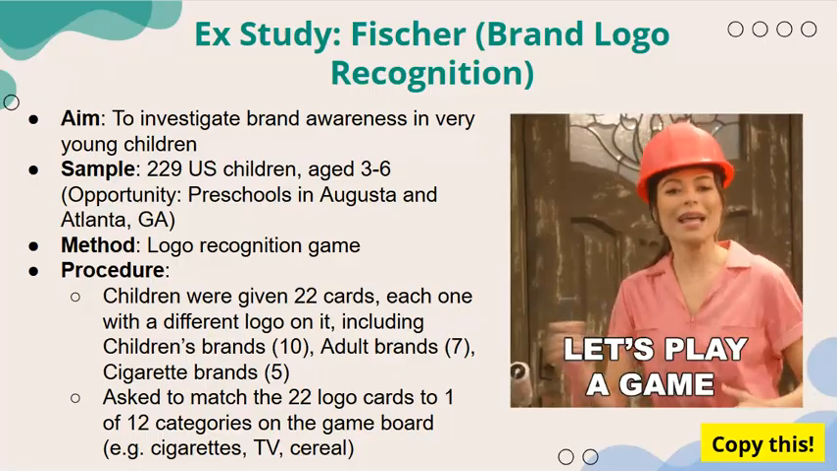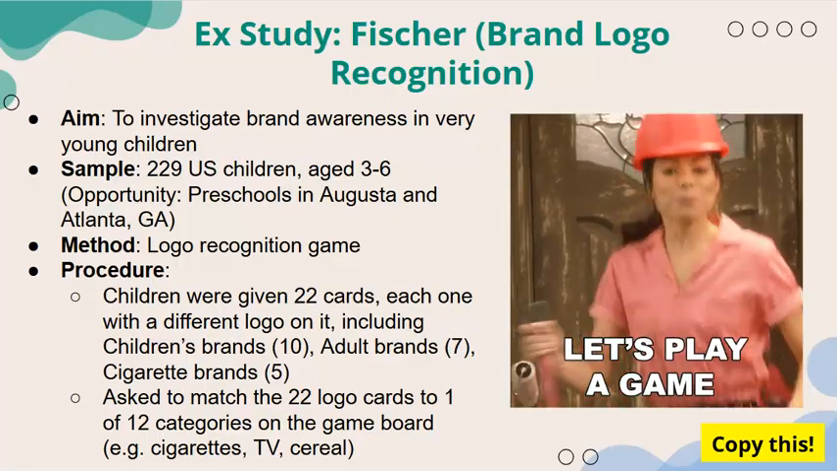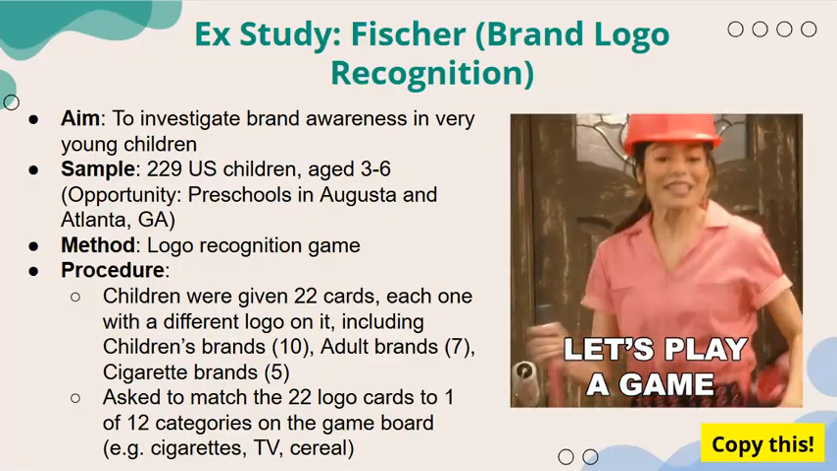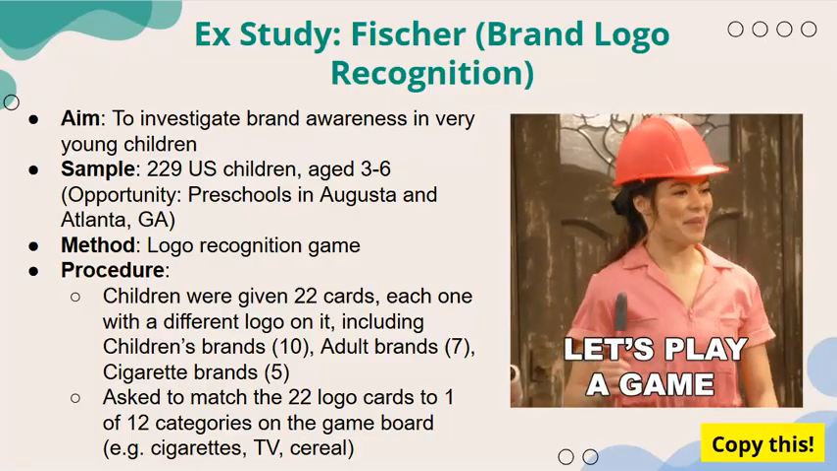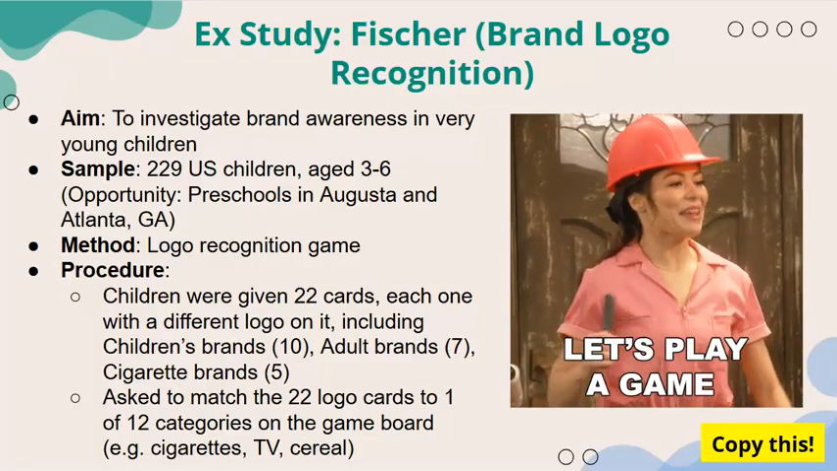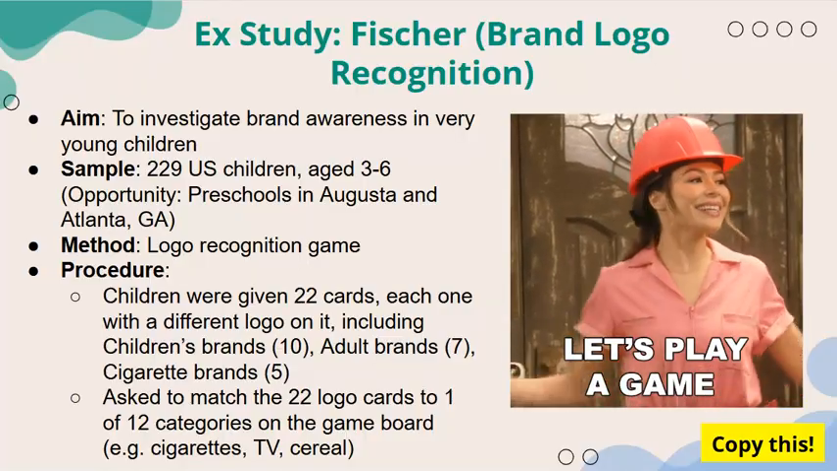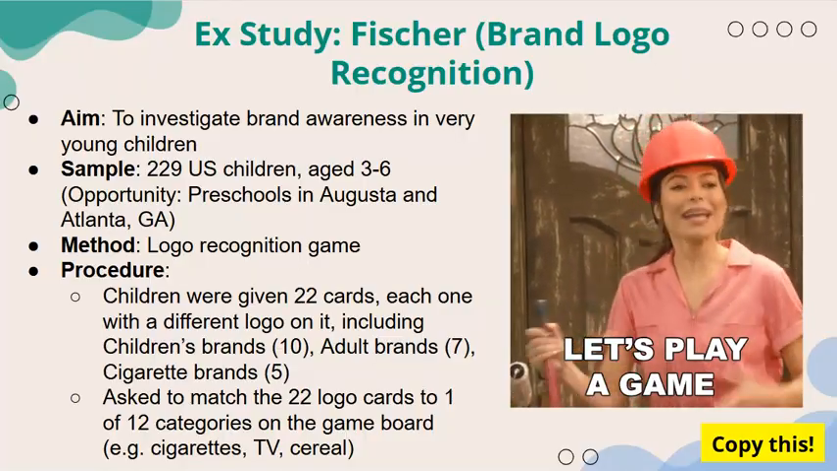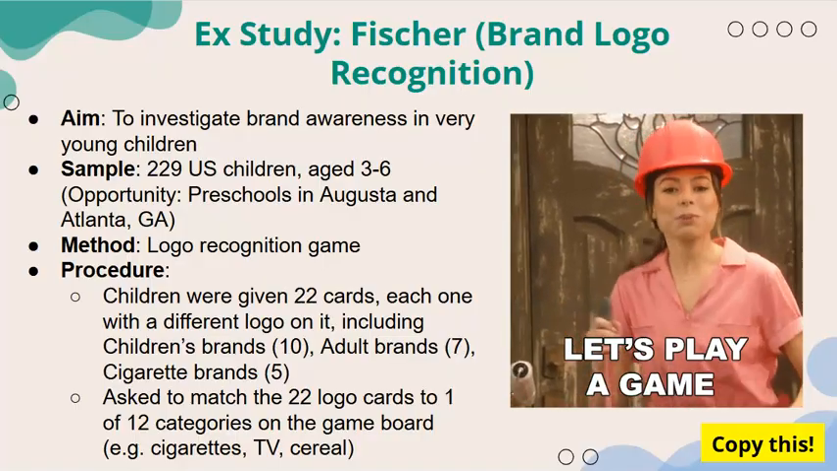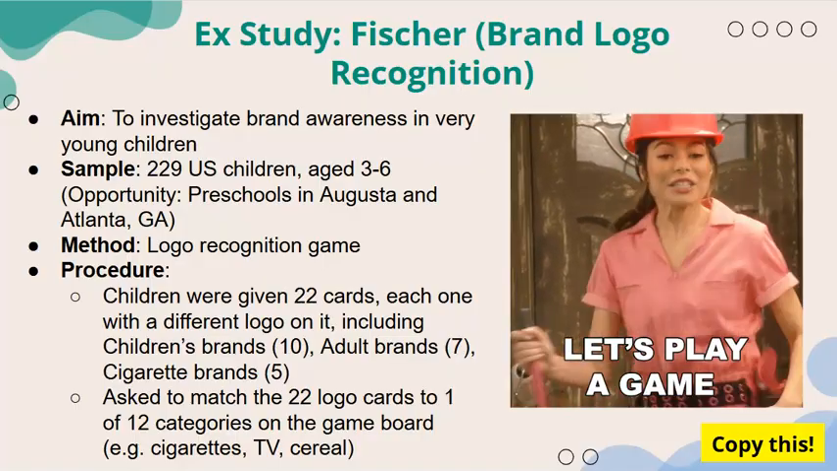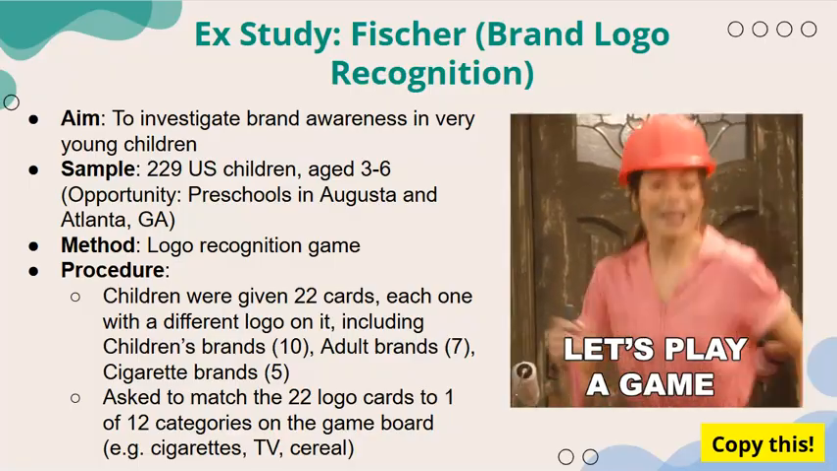And Fisher did that with, again, kids. So most of the research in children had not been on these very young children. So Fisher selected a sample of kids aged 3 to 6. It was U.S. school children, opportunity, blah, blah, blah. One problem with children who are age 3 to 6 is they can't read. So that limits a lot of the things that you can do with them.